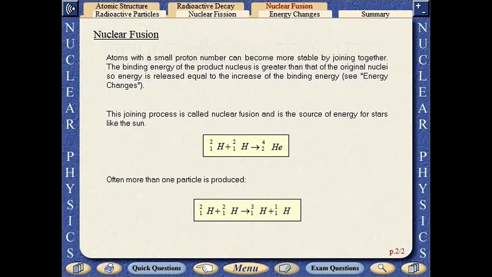Atoms with a small number of protons can become more stable by joining together. The binding energy of the product nucleus is greater than that of the original nuclei, so energy is released equal to the increase of the binding energy. This joining process is called nuclear fusion and is the source of energy for stars like the Sun. Often, more than one particle is produced.